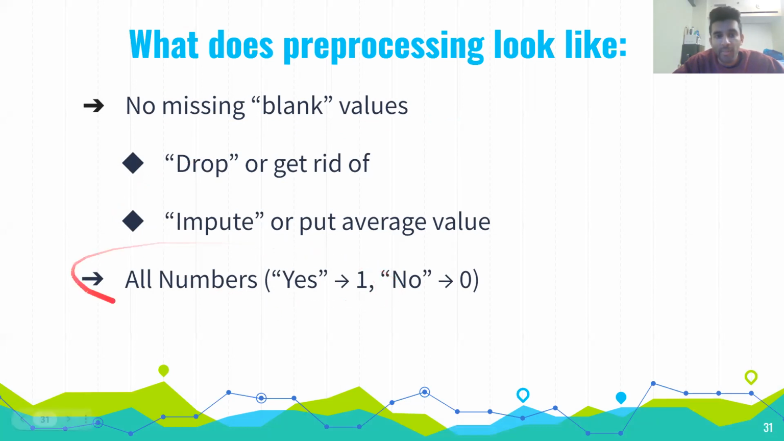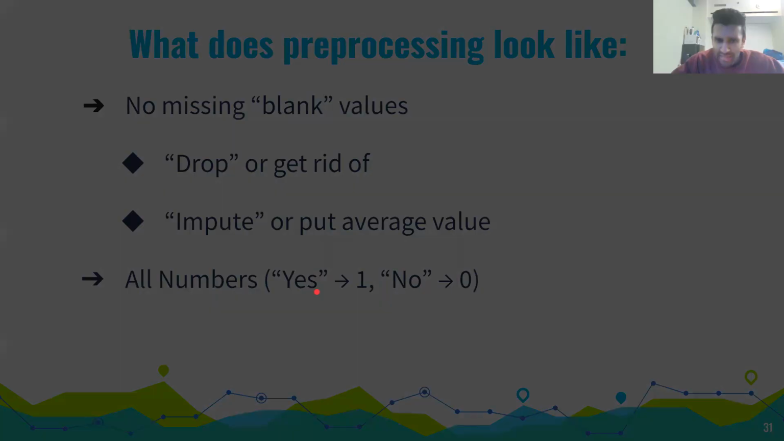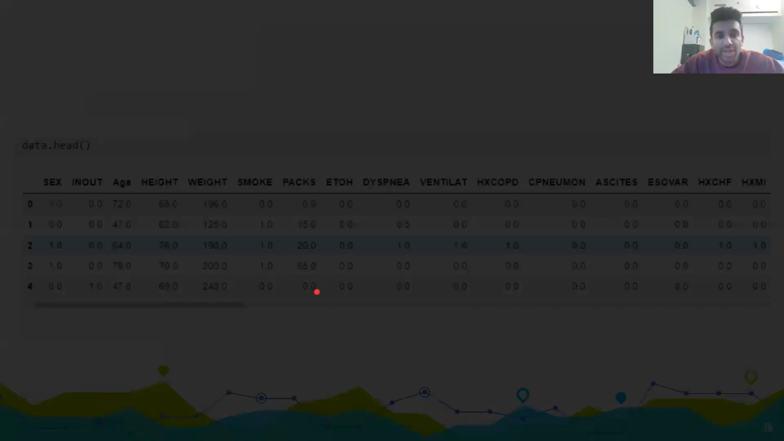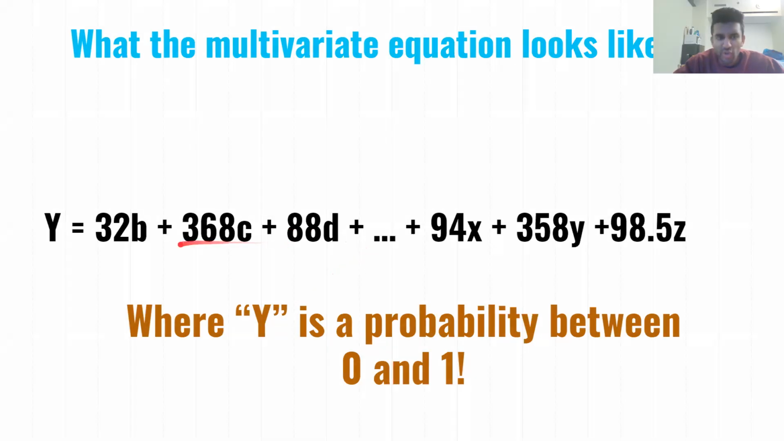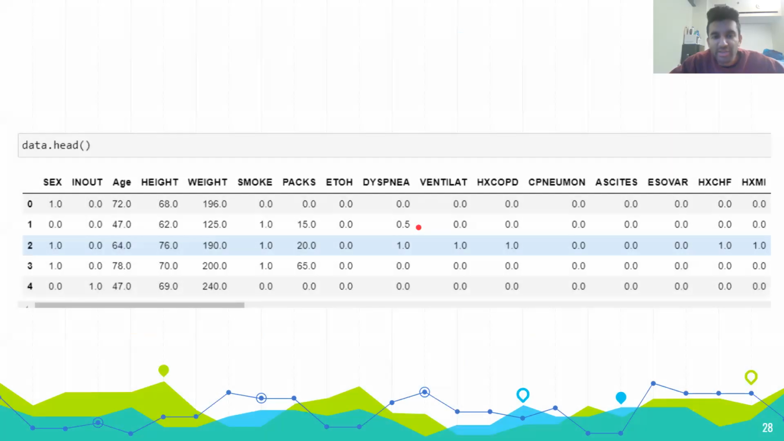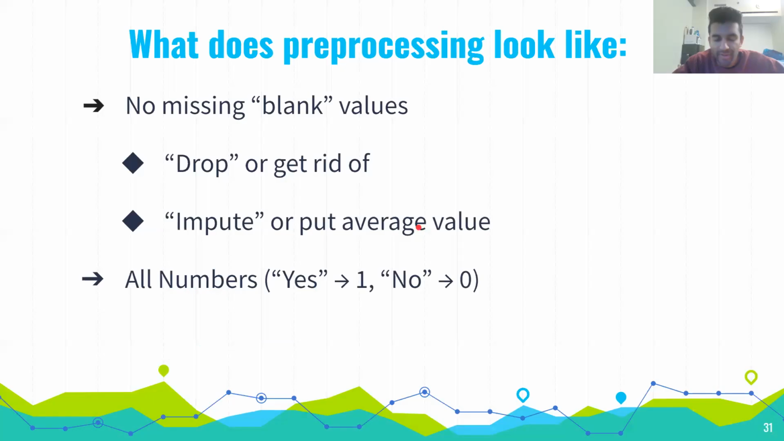And lastly, pre-processing means turning everything into numbers. So this goes back to my original point that machine learning models are just equations. So what is 32 times yes? Or what is 94 times no? That doesn't make sense. That's why you want to replace any text variables like yes or no with a 1 or 0. So it's very easy to keep track of.